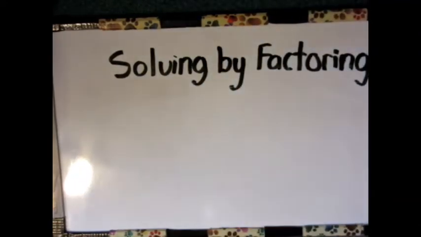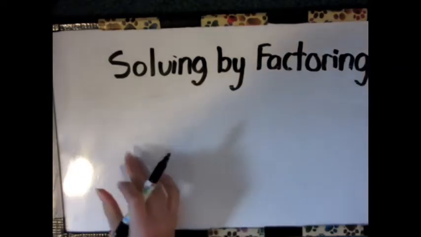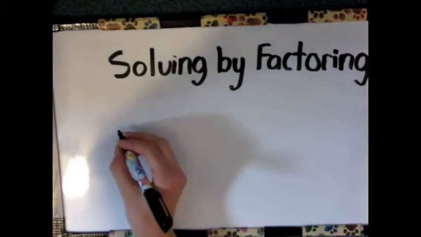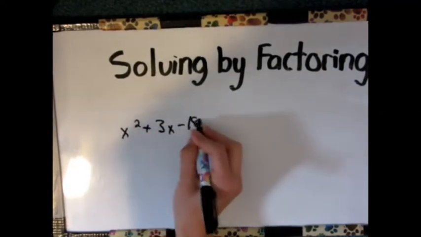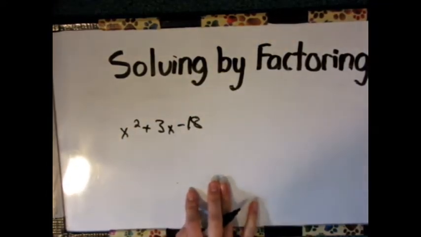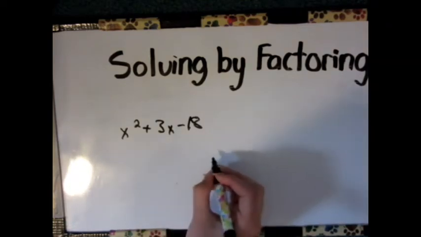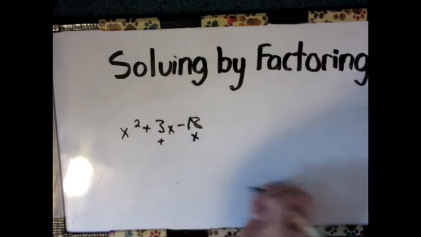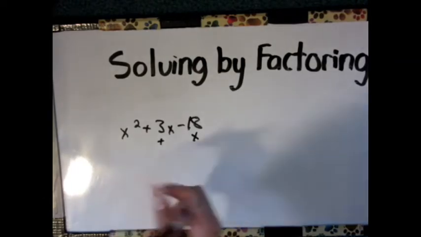Alright, solving by factoring is really just a guess and checking game. To show this, I'm going to use the example of x squared plus 3x minus 18. Now to solve by factoring, you're just looking for two numbers that multiply to get this and add to get this. Because when you're foiling out, you can see how this actually works.